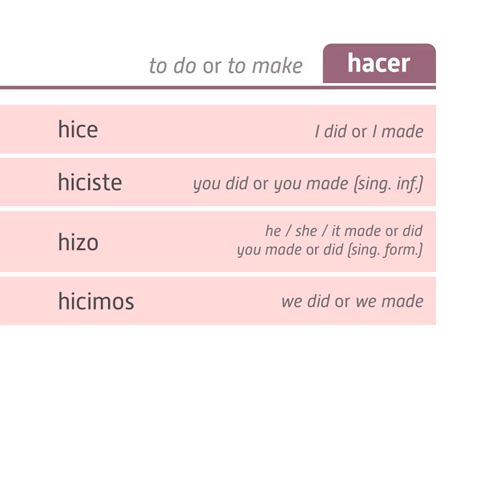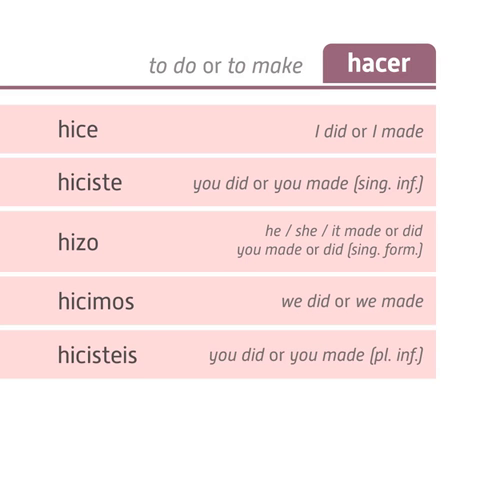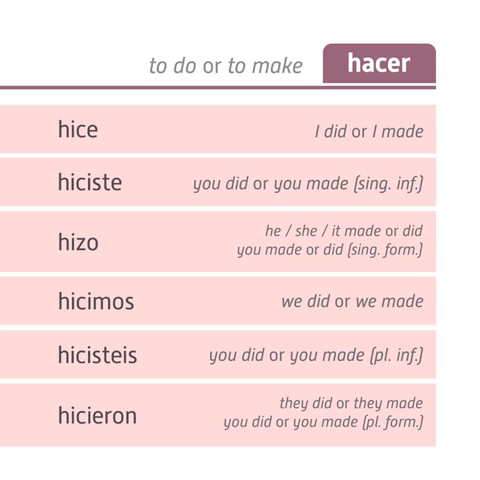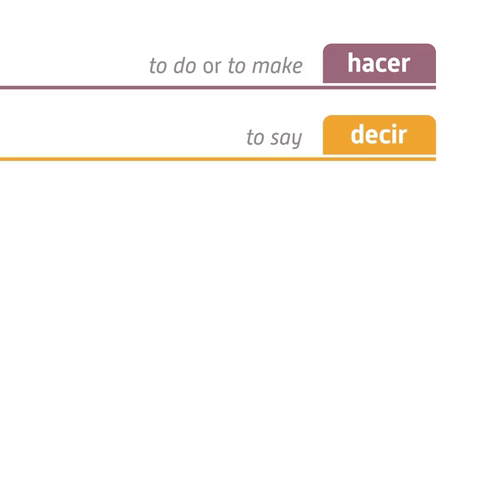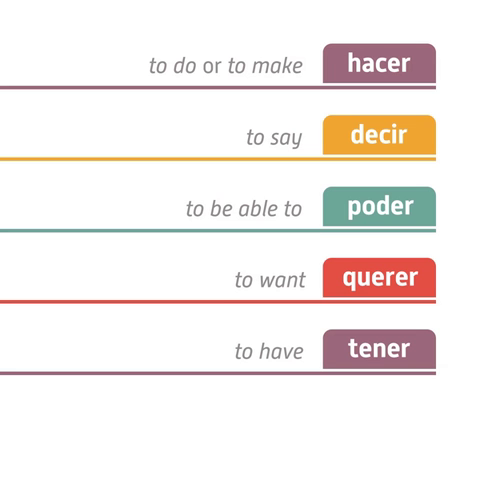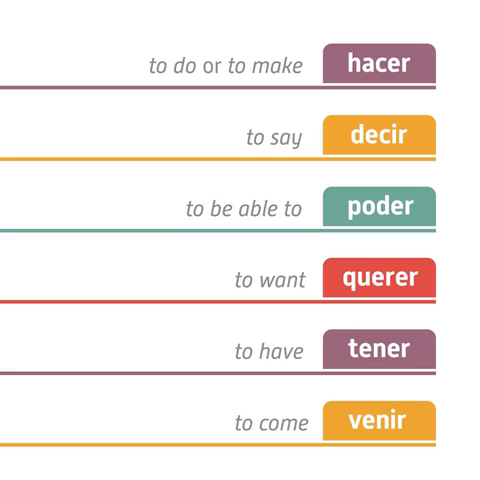Hicimos, meaning we did or we made. Hicisteis, meaning you did or you made when you is plural and informal. Hicieron, meaning they did, they made, you did or you made when you is plural and formal. Other irregular verbs include decir, poder, querer, tener, and venir. But remember, there are more.